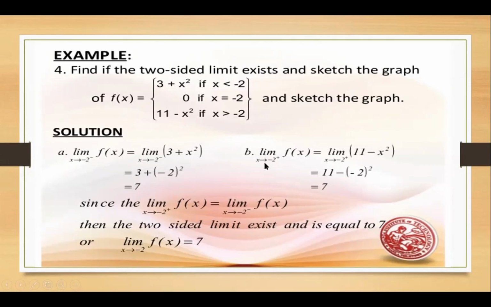And the limit of f of x as x approaches -2 from the right, you are going to write the limit of 11 minus x squared, from the right of -2, greater than -2. So 11 minus -2 squared, we have 7. Since the limit of f of x as x approaches -2 from the right is equal to the limit of f of x as x approaches -2 from the left, then the two-sided limit exists and is equal to 7. So the limit of f of x as x approaches -2, without the sign of either left or right, is equal to 7.